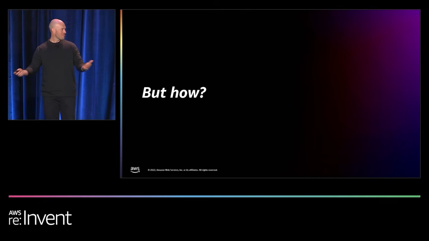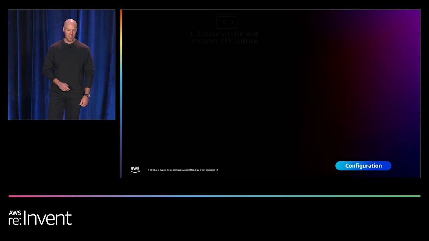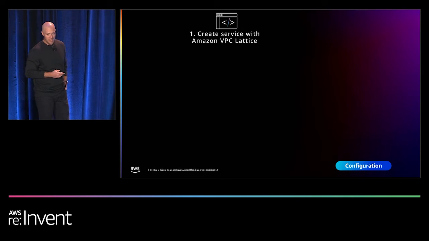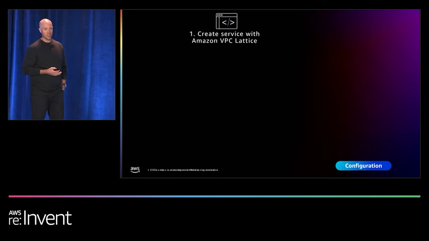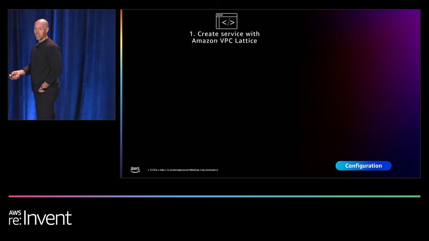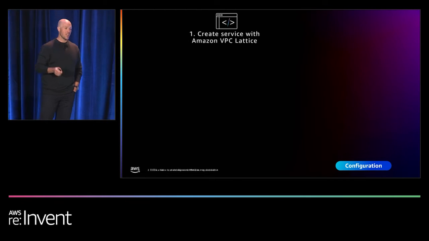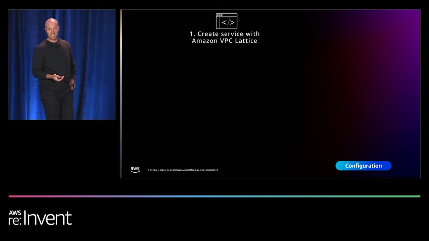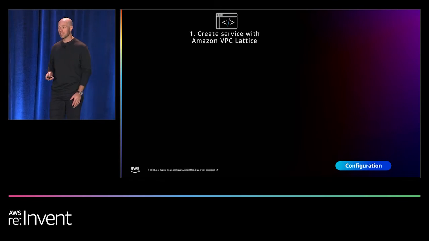Okay, so again, but how? So here's a typical walkthrough. Maybe it's a service that was developed on Lambda. Our integration with Lambda is basically, you create a new trigger for the Lambda function. It can be an existing Lambda function. That trigger type would be VPC Lattice, where you can create the service, give it a name, and get going.